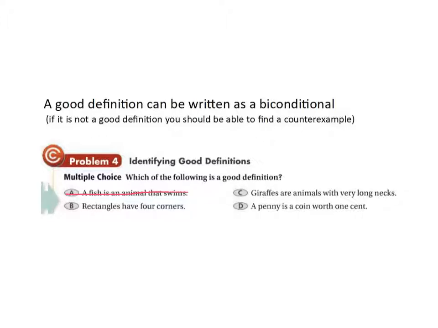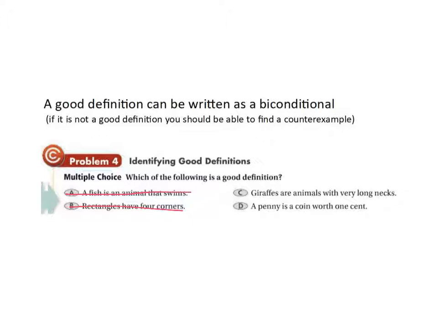All right, let's go to B. If it's a rectangle, it has 4 corners. Yes. How about the other way? If it has 4 corners, then it's a rectangle. Nope, it might be a square. And in fact, it doesn't even say that they have to be like right angles, so it might be a trapezoid or a rhombus or some other weird shape too. So I don't think that one would work either.